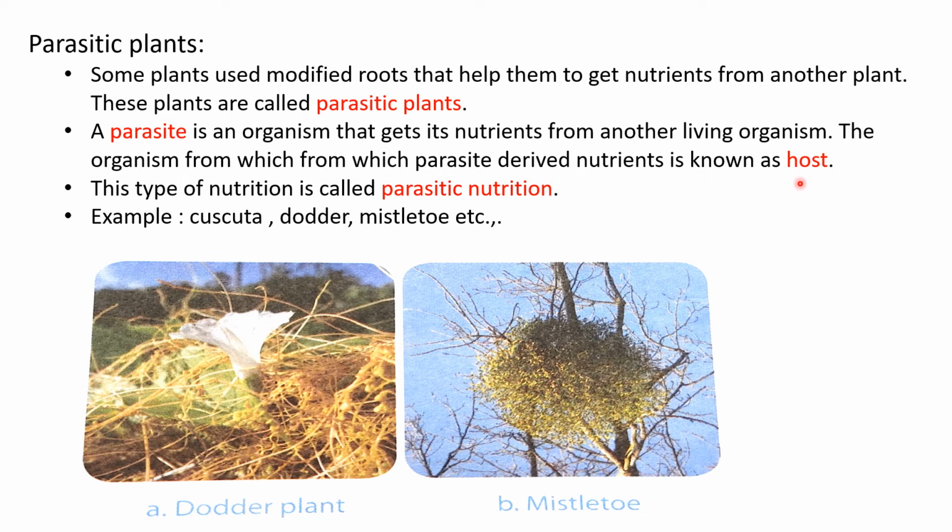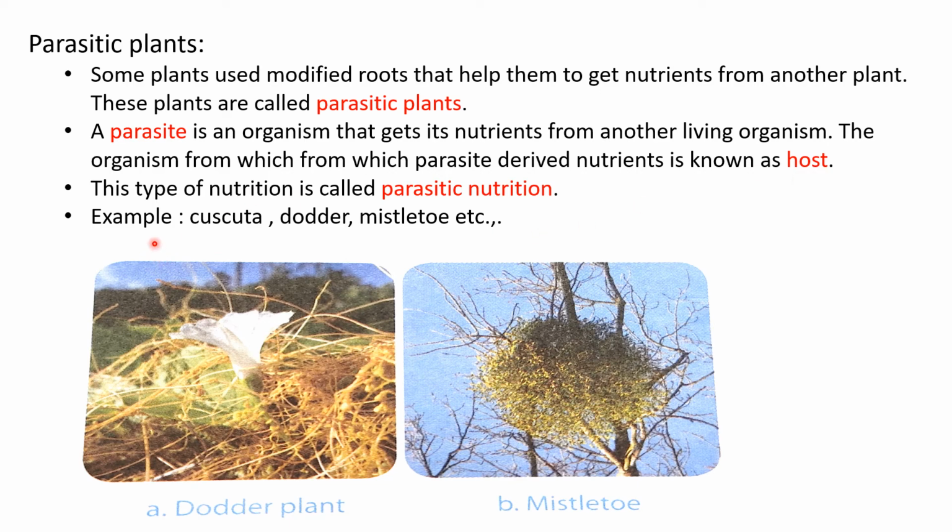So from the host, parasites are getting the nutrition. But here one thing is happening: hosts are getting harmed and parasites are getting benefited. So this is the negative impact you can see. Always remember that in parasitic nutrition, one will be benefited and another will be harmed. Who gets the benefit? These are called the parasite. And who gets harmed? These are called the host. From the host, parasites get the nutrients.